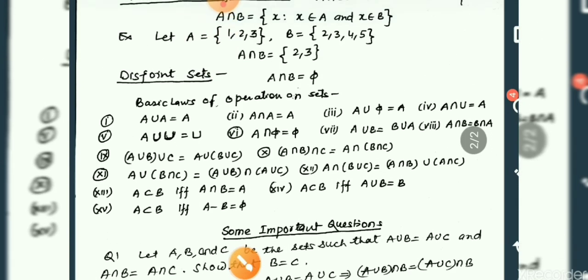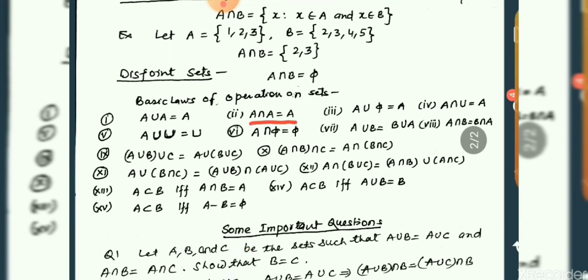Now children, move to some basic laws of operation on sets. There are certain basic laws, you must know them. Here they are written one by one. You may take a screenshot of this page so that you could write in your notebook and memorize these basic laws. They are very simple to memorize. A union A is equal to A means union of a set with itself will always be set itself, and same happens with the intersection.